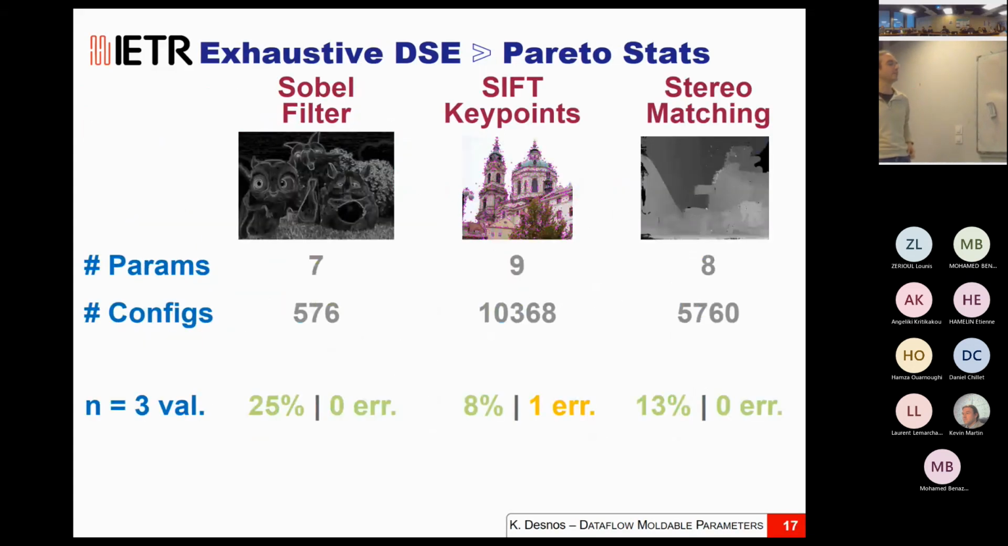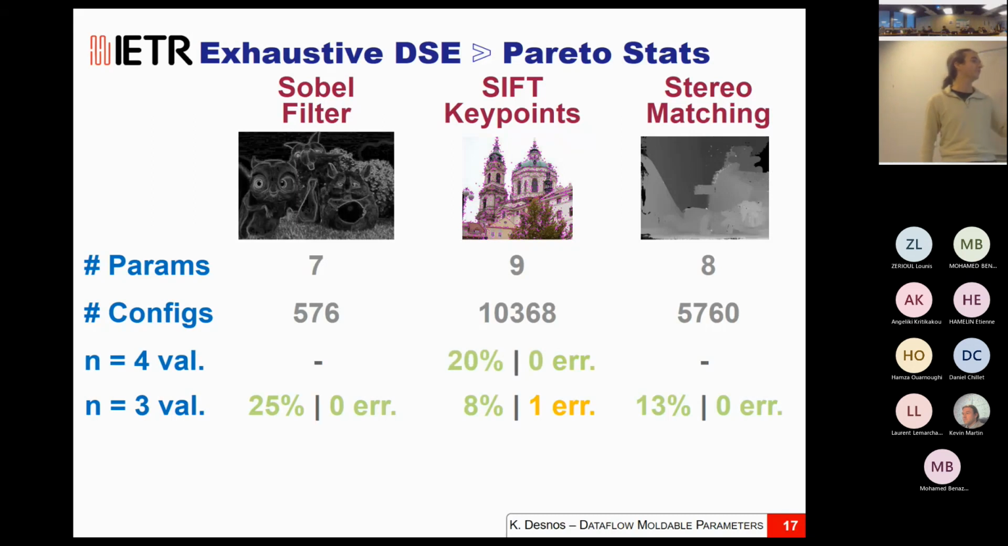Okay, let's have a look at the other applications. So if we take 3 values per parameter, on this slide, what I'm representing is the percentage of the design space that is explored. So 25% for the Sobel filter, 8% for the SIFT key point, and 13% for the stereo matching. So 13% of all configurations have been simulated. And I am representing the number of errors that we did in the classification process. And so we have 0 error for the Sobel and the stereo matching, and only 1 error for the SIFT.